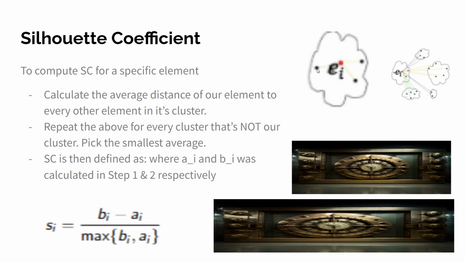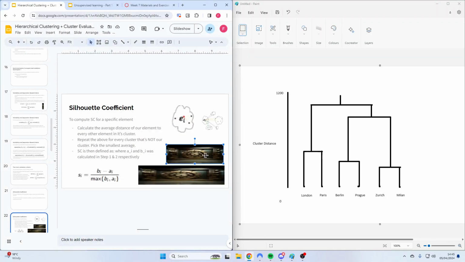So the average distance. First of all, we need to calculate the average distance to every other element. Here we've got 3 other elements, so we calculate the distance between each of them and just take the average, which I think is here. Sorry, that's the wrong one.